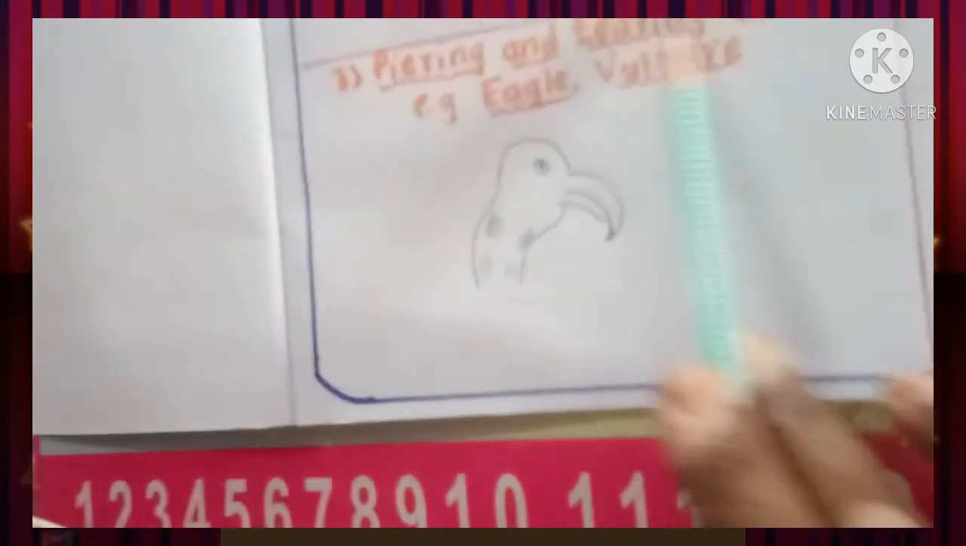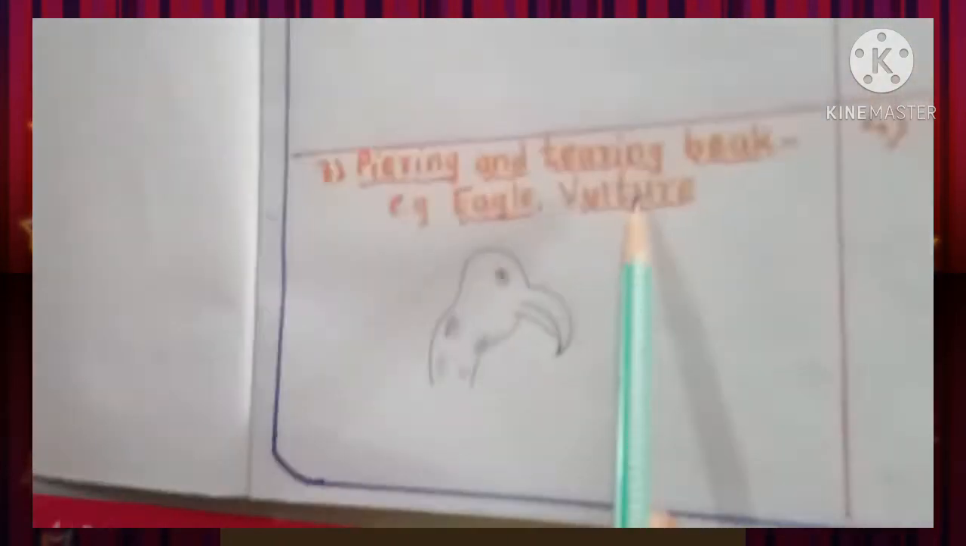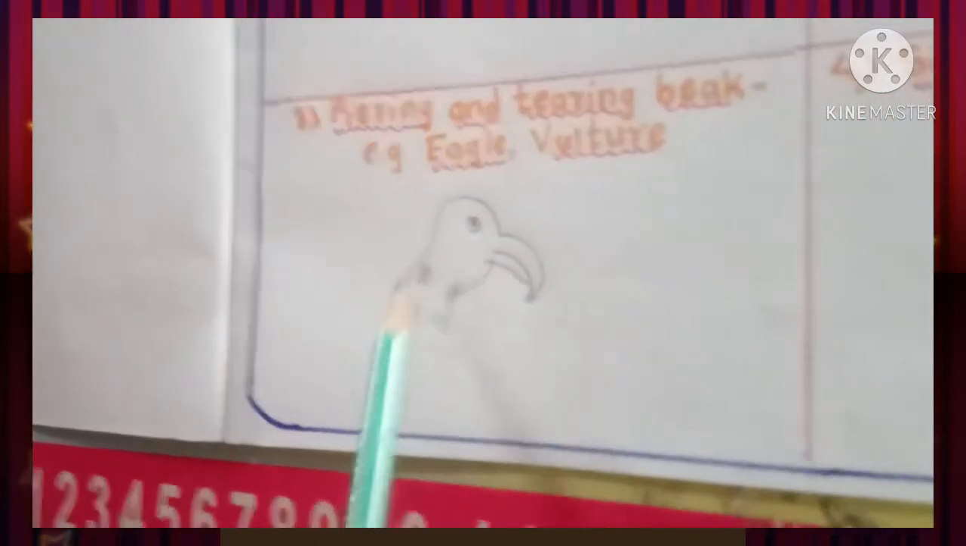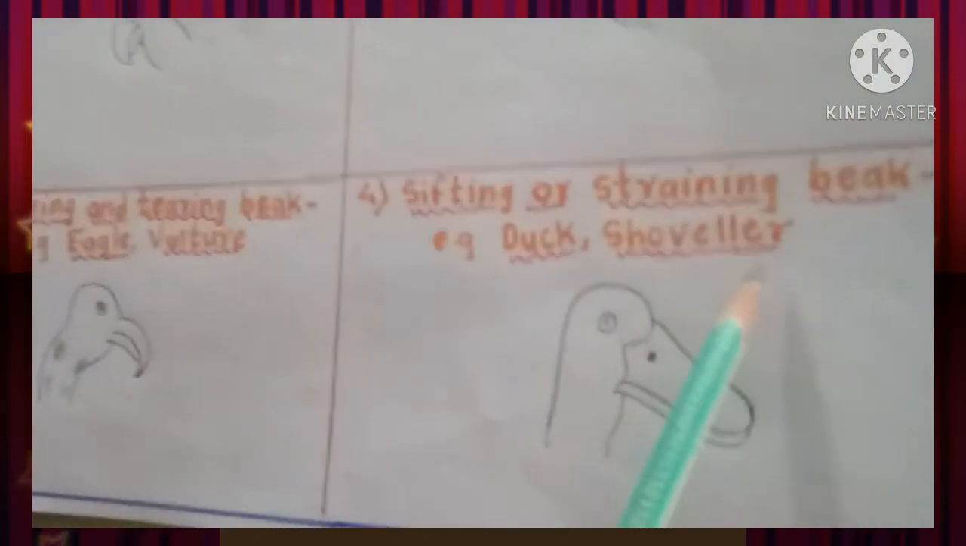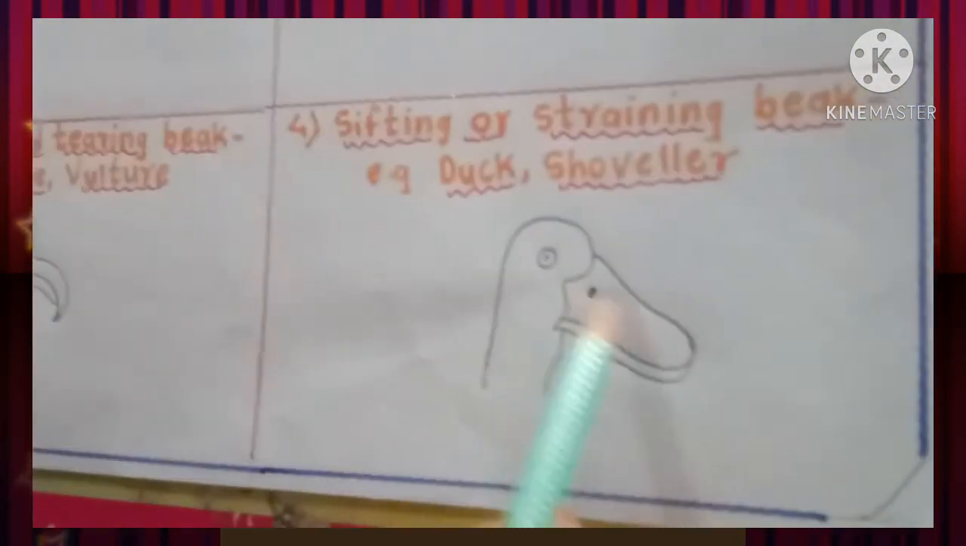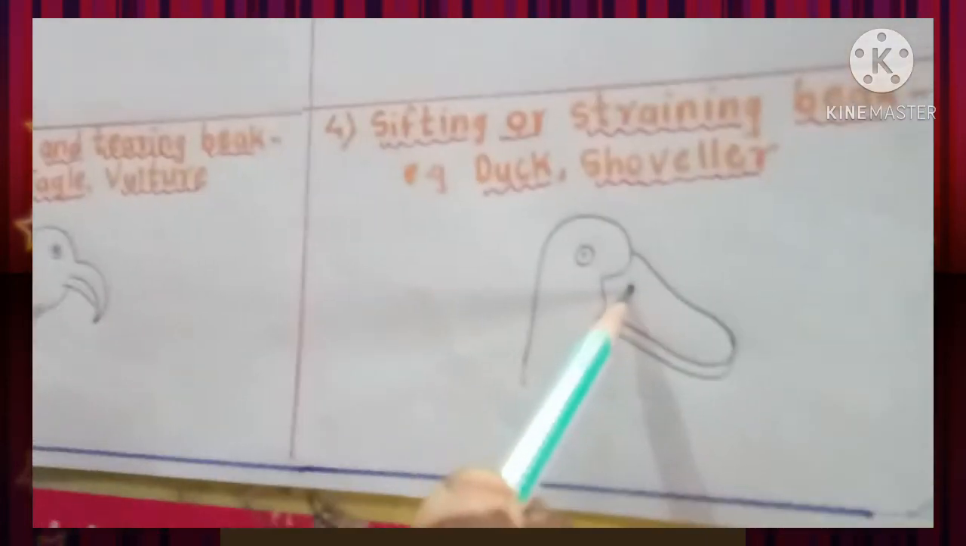Now the third one is the piercing and tearing beak. This type of beak is present in eagle and vulture. It is hook shaped. By using that beak, they can tear the flesh. Now the fourth one is the sifting or straining beak. It is present in all swimming birds, for example duck and swallower. It is flat and broad, and it has holes on both sides.